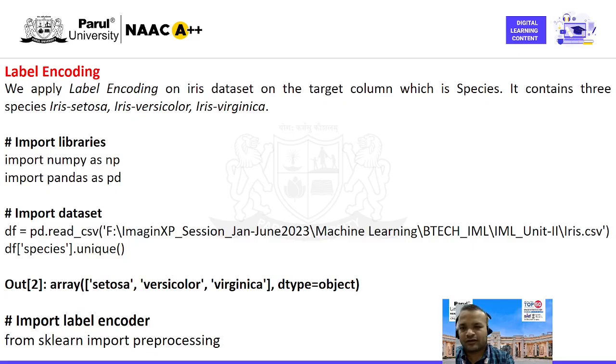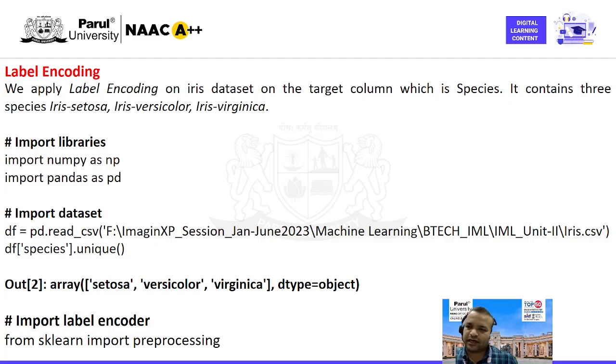We apply label encoding on the iris dataset, on the target column, which is species. We already discussed the iris dataset, the flower dataset. It contains 3 species. Species is the target column: Iris setosa, Iris versicolor, Iris virginica. These are the classes of your iris flower dataset.